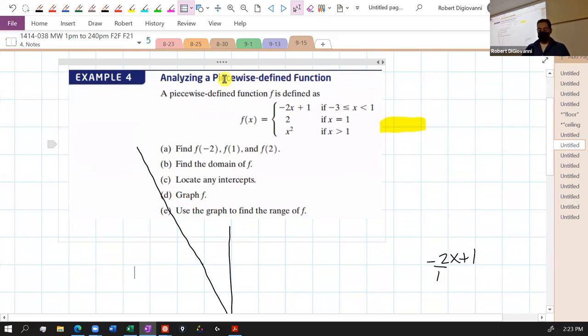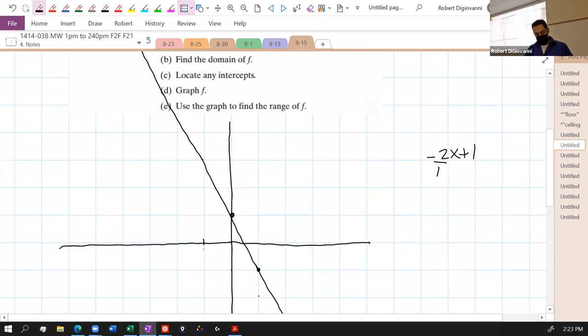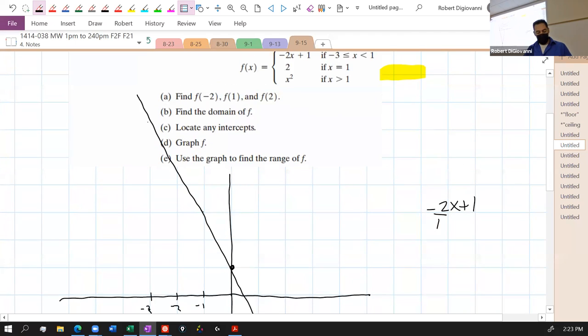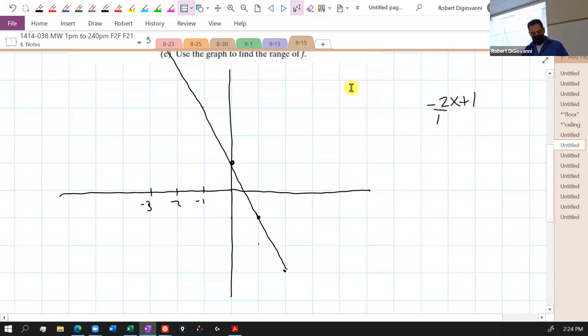Now, I don't want to draw the whole line though. I only want to draw that line when x is between -3 and 1, including -3. So if I go to -1, -2, -3, I actually want my graph to stop at that point. Understand? I'm putting a solid dot because it includes -3. Now, I'm supposed to go between -3 and 1, but not including 1, right? So when I go to 1 on the x-axis, that point needs to be an open circle.